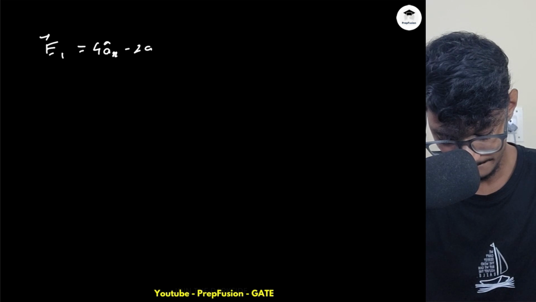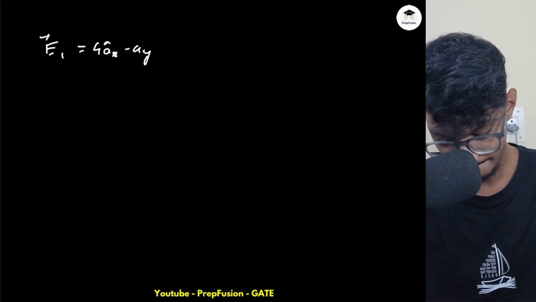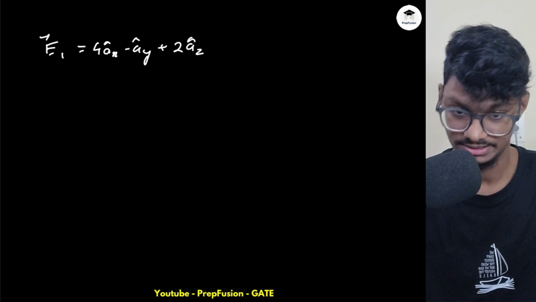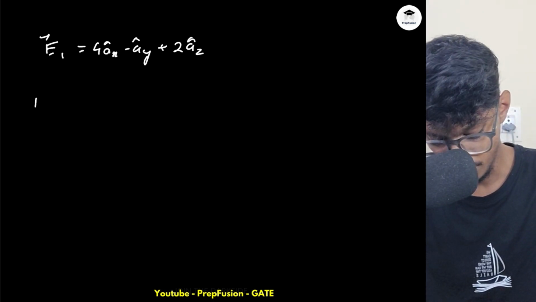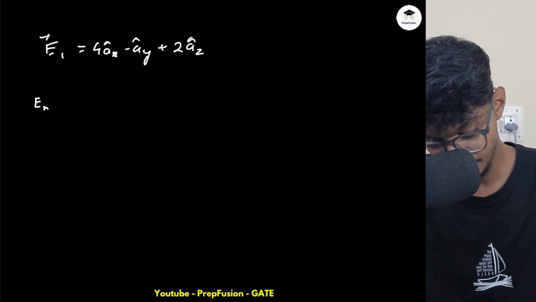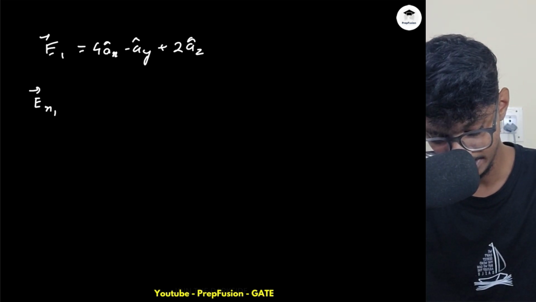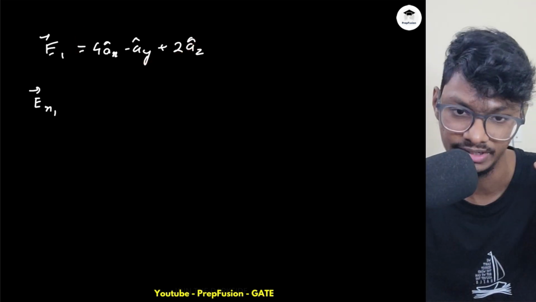4ax minus ay plus 2az. Okay, so this is the electric field in medium 1. What about En1? Now things are not simple. Now things are not that obvious that you can directly observe this E1 and say what the normal component is.